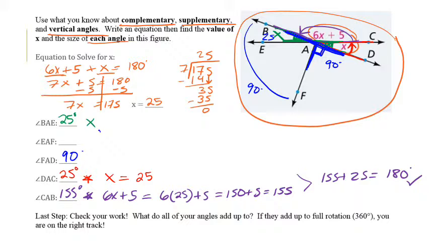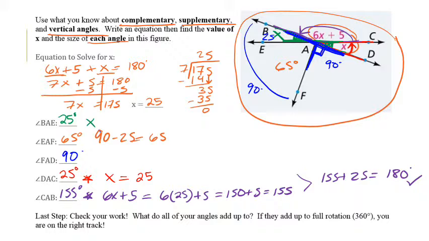So I'm going to think about 90 minus 25, because those are complementary angles, right? They're going to add up to 90, would give me 65, right? So this is 65 degrees. So that's my guess right now.